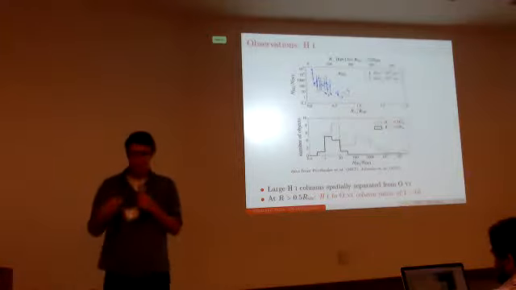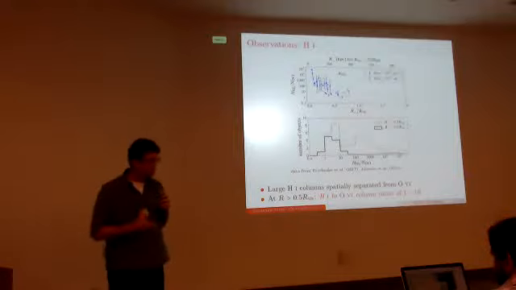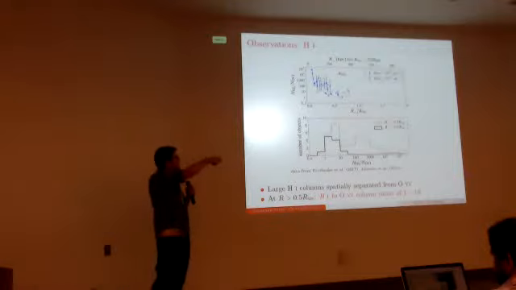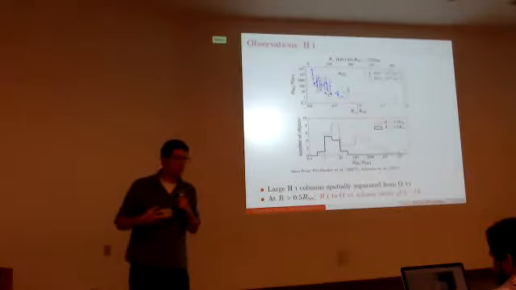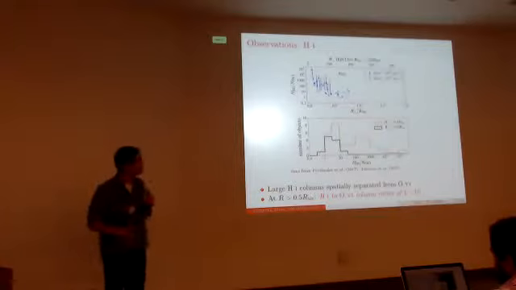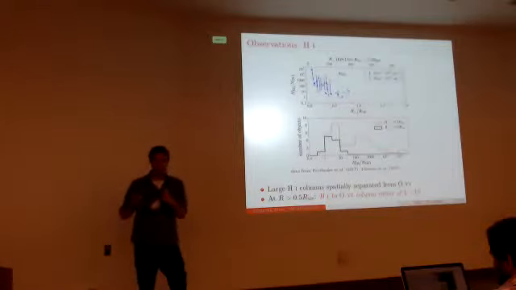Okay, so this dependence on impact parameter tells us that the H I, which gives rise to these large columns, is at smaller spatial scales, okay, than the O VI. Okay, at the spatial scales where you see O VI, the typical H I to O VI ratio is between 1 and 10.